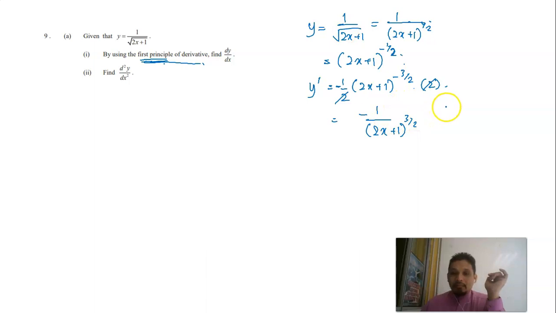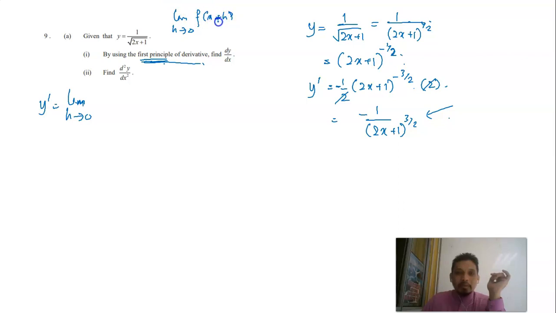We differentiate the function of y to get this one as a reference. From this, y prime equals the limit of h approaching 0 of f(x plus h) minus f(x), divided by h. So this is the formula of the derivative using the first principle.